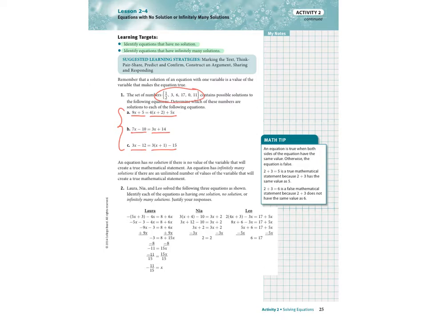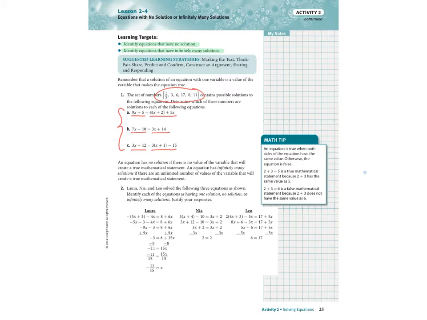Remember that 2 plus 3 equals 5 is a mathematically true statement because 2 plus 3 has the same value as 5. But what if we end up with something like 2 plus 3 equals 6? Well, we know that's a false mathematical statement, right? Because 2 plus 3 does not have the same value as 6. So again, we're going to see what this means in a solving for variables situation.